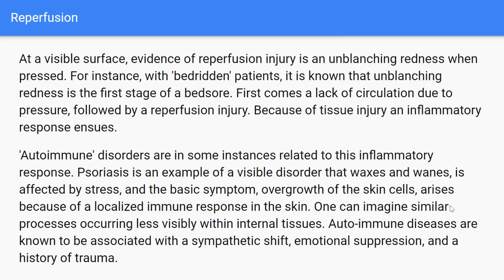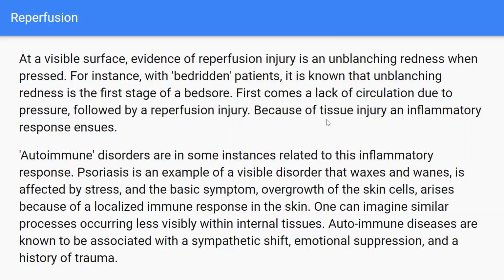At a visible surface, evidence of reperfusion injury is an unblanching redness when pressed. For instance, with bedridden patients, it's known that unblanching redness is the first stage of a bed sore. First comes a lack of circulation due to pressure, followed by a reperfusion injury. Because of tissue injury, an inflammatory response ensues. Autoimmune disorders are in some instances related to this inflammatory response.